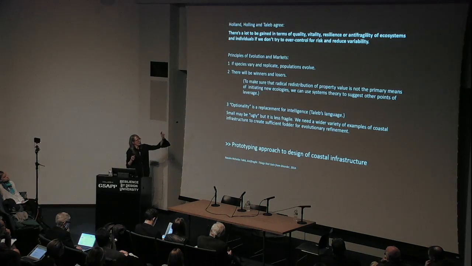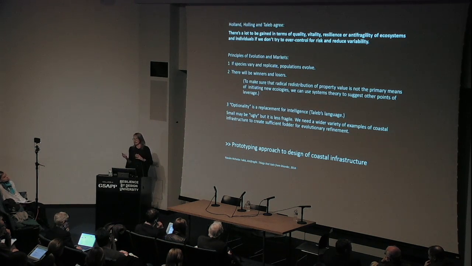So we want to design for something that is a lot more like the way nature solves problems. And I like this term optionality. Nassim Taleb talks about how it's a great replacement for intelligence. You don't have to know everything if you have a lot of horses in the race. And this leads us to really think hard about the idea of prototyping as an approach to design.